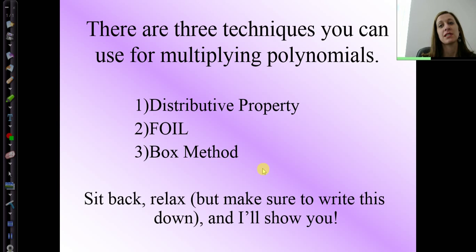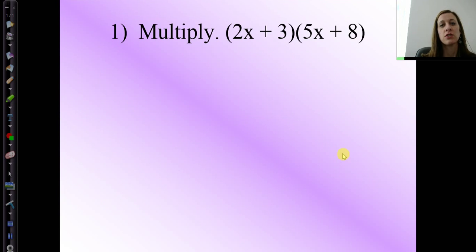So you're just going to sit back and relax, take some notes, and I'll show you how to do this. So first we're going to concentrate on multiplying two binomials. So remember, a binomial is just a polynomial that has two terms. So we're going to multiply a binomial times a binomial. So our first option is just the distributive property.